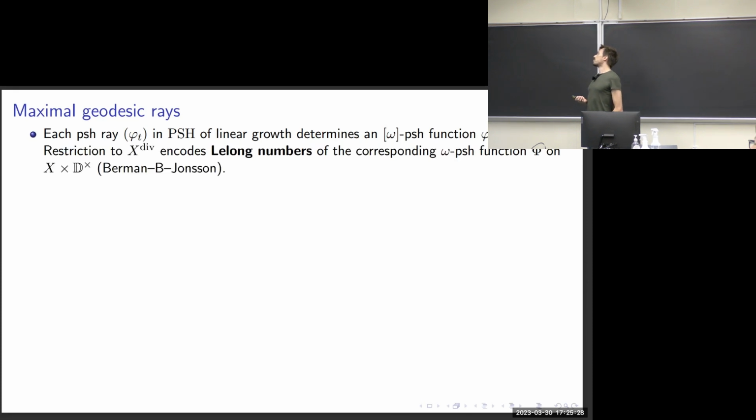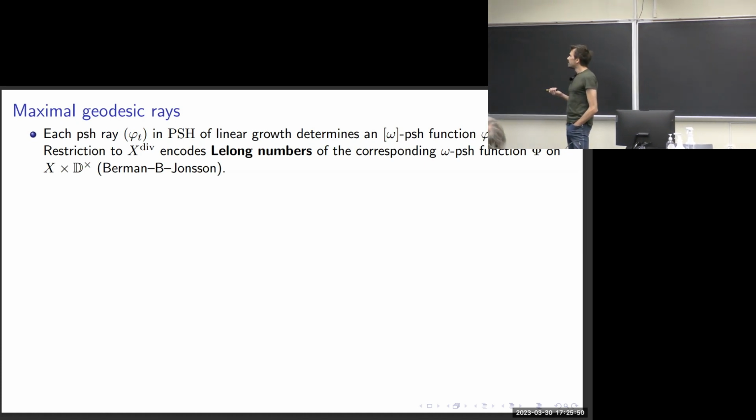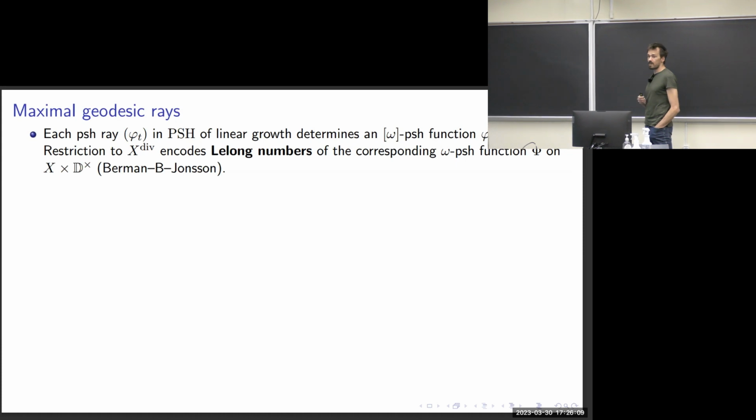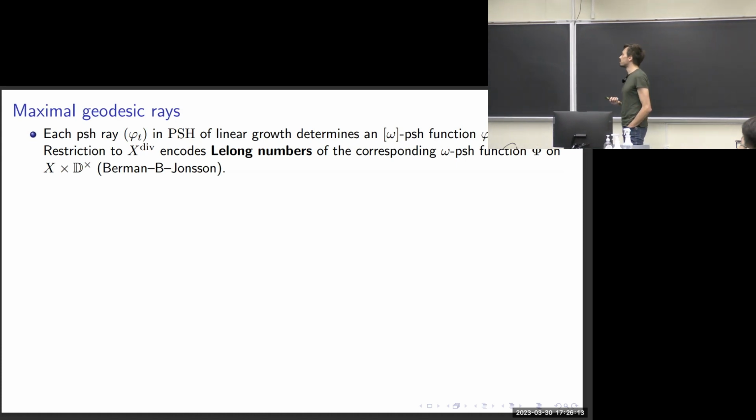And that's where the Lelong numbers are playing a role. So the Lelong numbers are invariants that measure the singularities of PSH functions, and they are kind of an analog for them of the vanishing order along a divisor for a holomorphic function. I'm not going to tell you too much about that, but you have these invariants, and they define for you a function on X^div that extends uniquely to an omega PSH function on the Berkovich space. And this is proved by using the Mazé results that allow you to approximate any PSH ray like that by PSH rays with analytic singularities. And this way you will be able to write phi infinity here as a decreasing limit of Kähler potentials, non-Archimedean Kähler potentials.